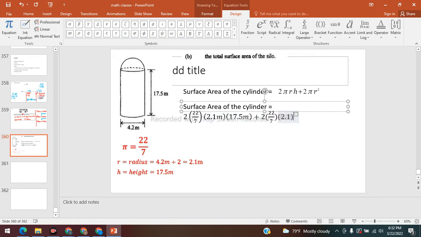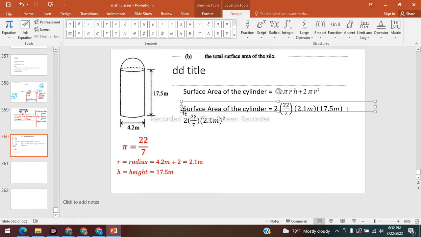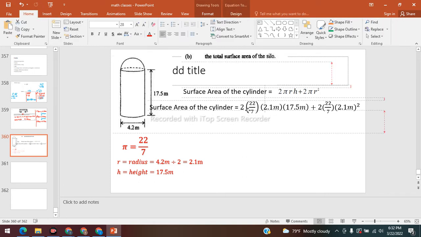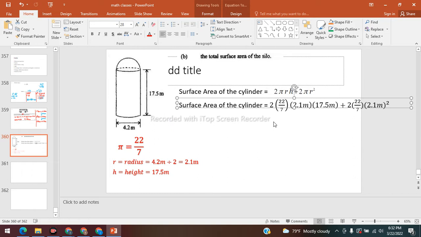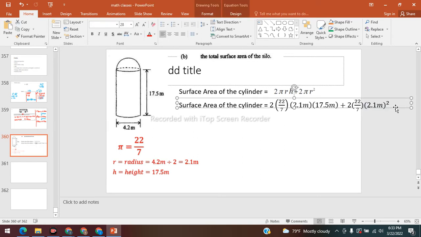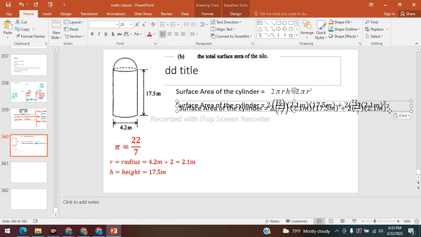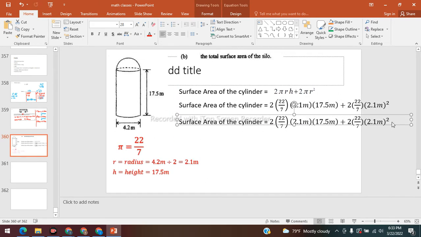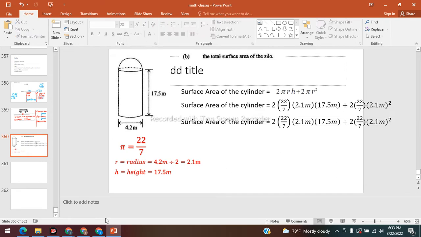2.1 meters squared. Good. And so what we need to do now is multiply it all out. So the surface area is going to be equal to 2 times pi times r times h plus 2 times pi times r squared, which is 2.1 meters squared. Now we need to multiply them all out and add them. So what would the answer be? Let's put it into our calculator.